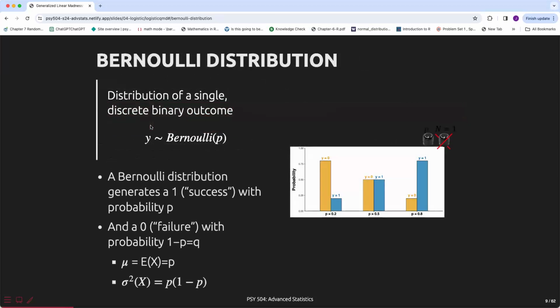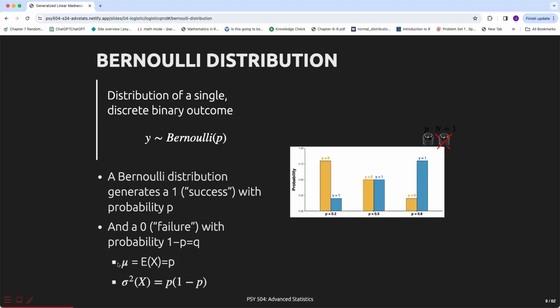A distribution that's fairly popular and fairly common when we're looking at probabilities is the Bernoulli distribution. And the Bernoulli distribution is just the distribution of a single discrete binary outcome. It's one event, so you flip a coin, you either get heads or you get tails. That is a Bernoulli event. And outcome variables are distributed Bernoulli with just one parameter, and that's probability. And that's the probability of success.